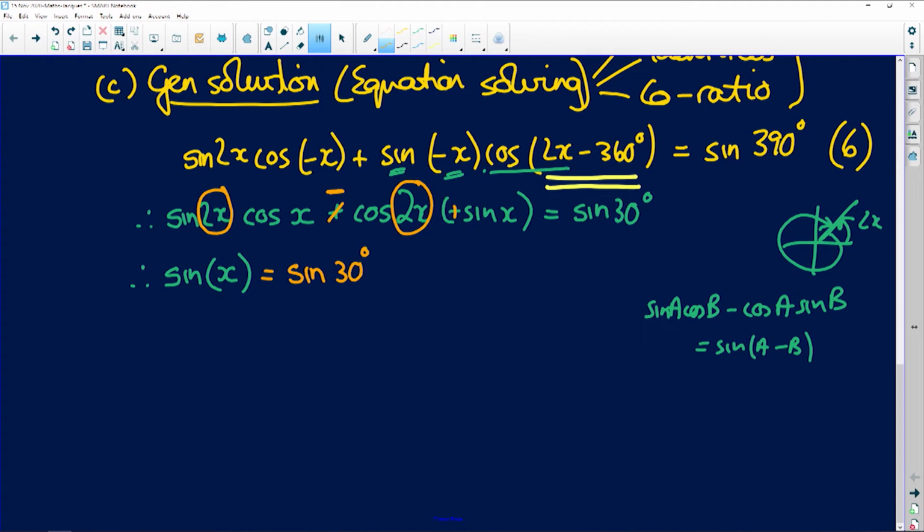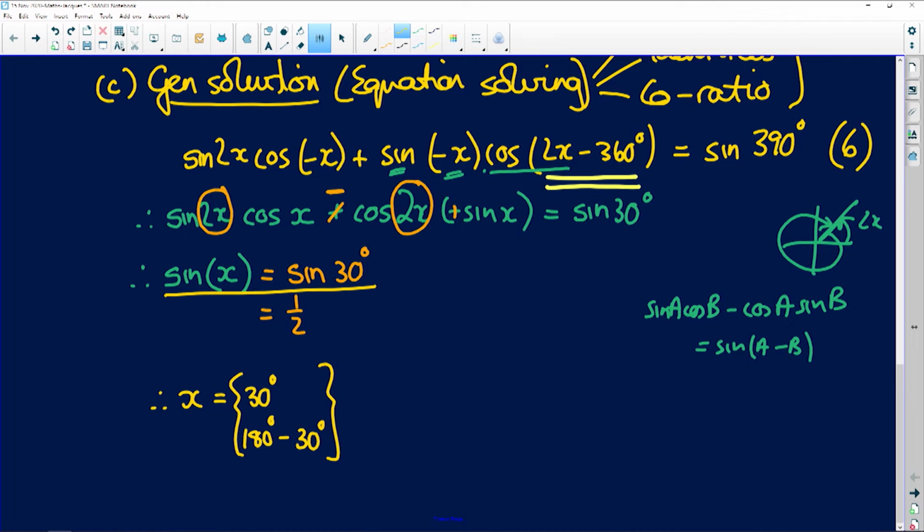Now the sine of 30 we all know is a half. Okay, we could leave it over there, or we could go for our definition now. So now for the general solution. Therefore, what is x? X is equal to 30 degrees, or in the second quadrant, 180 degrees minus that 30. Okay, so I'm leaving it at that stage.